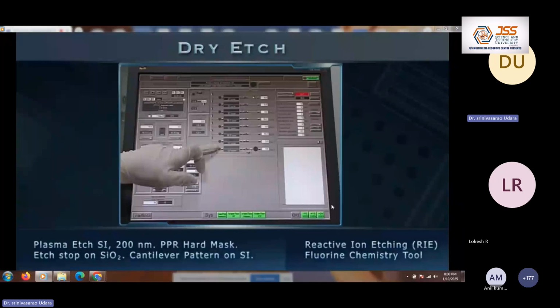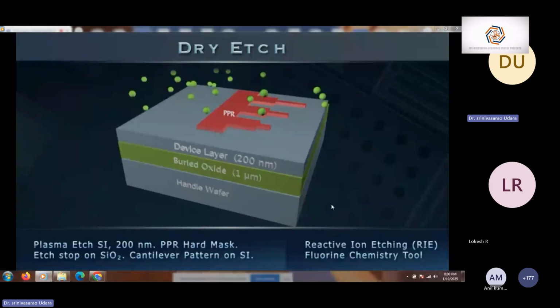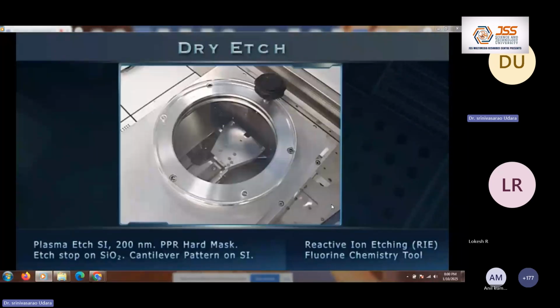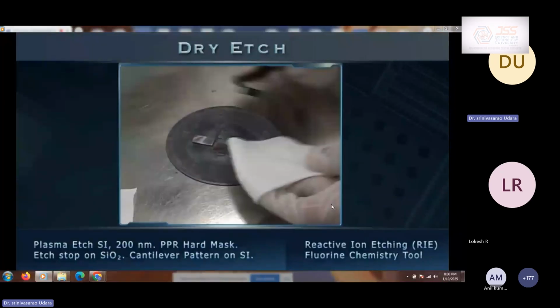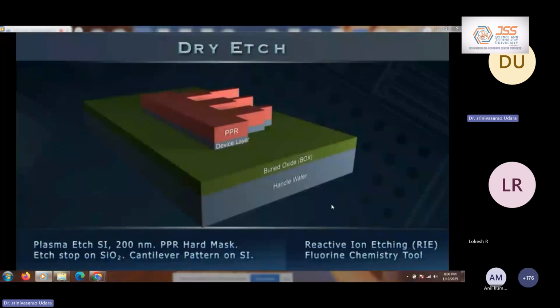Let's understand in depth what happens inside the system. We are now watching the sample in an ions and plasma environment. Fluorine ions in plasma start etching the exposed silicon following a chemical reaction. After etching, we unload the samples from the RIE equipment. Since the bottom surface of the sample has formalin oil, we wipe it away with lint-free cloth. We now have the cantilever pattern on the device and photoresist layers.